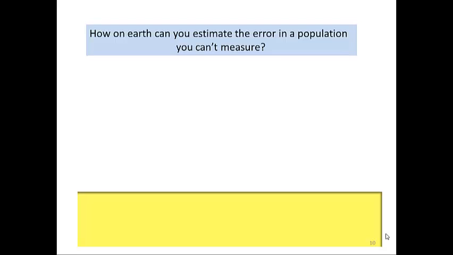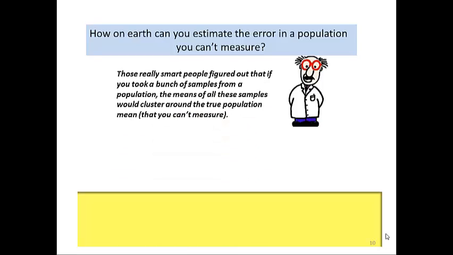How on earth can you measure the error in a population? Those really smart people we told you about figured out that if you took a bunch of samples from a population, the means of all those samples would cluster around the true population mean, that mean that you can't really measure. So let's say we did this study with end-stage liver disease patients hundreds of times, and we had a mean ammonia level at baseline and a mean ammonia level 2 weeks out. All of those means would cluster around the midpoint, or the middle.